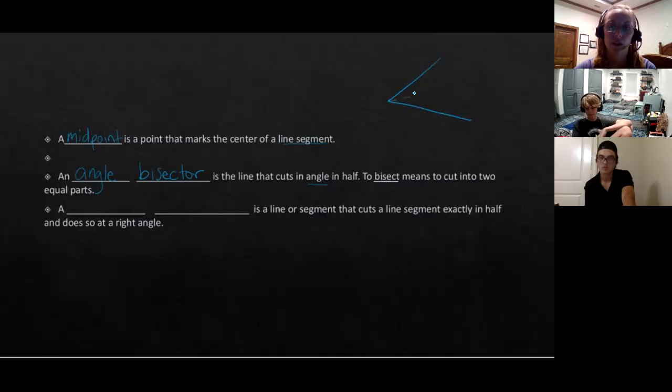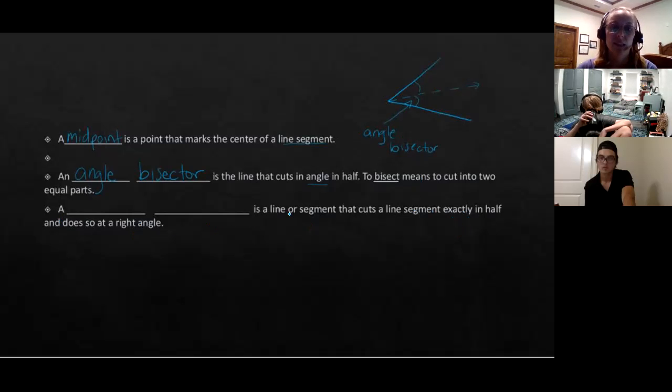Here we go. You cut it in half with this ray. This would be your angle bisector. It cut the angle in half, and now this angle and this angle are congruent.